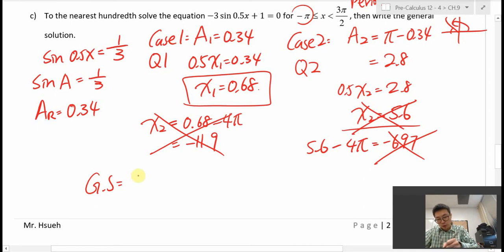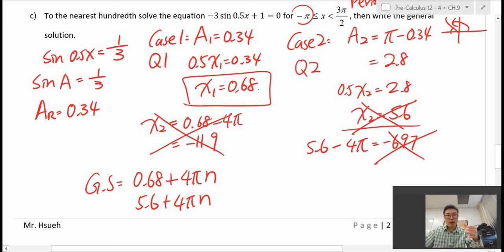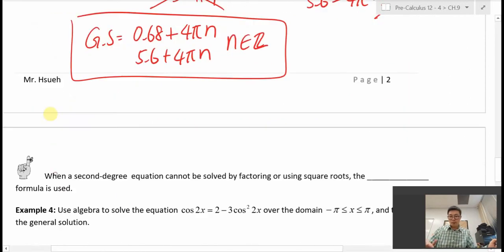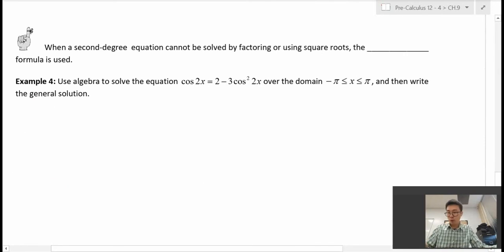However, for general solution, you actually need to write both, okay? Because this is the only answer within this domain, but in general, you would have more answers. So you would take the particular answer plus the period, which is 4 pi times n, and the other one would be 5.6, that's the other one, plus 4 pi n, even though it didn't work out for this domain, but that would be the answer if there was no domain, right? If we were not restricted by this domain. And n is an element of the integers. Okay, so you only actually have one answer here, and you do still have 2 general solutions. Okay, that's it. We have one last example that I need to show you, and a practice question.